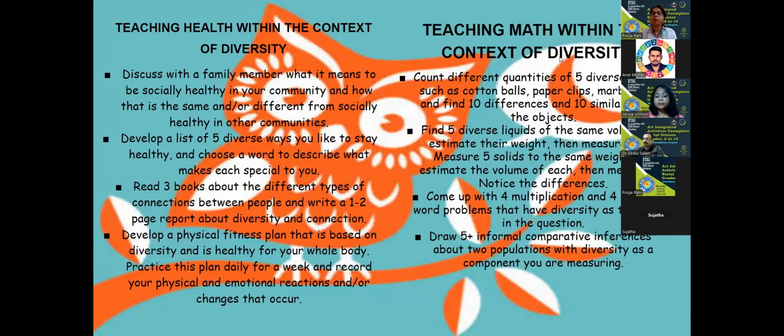So these activities can be clubbed with our club system also, because CBSE is also asking to create clubs. So there is an eco club, a heritage club, a health and wellness club. So we can relate these activities with the clubs also. Read 3 books about the different types of connections between people and write a 1-2 page report about diversity and connection. Even we can take help of our librarian. We can ask our library teacher in the library class. They can give particular books and we can ask to prepare a summary also. And they can make a page report also.